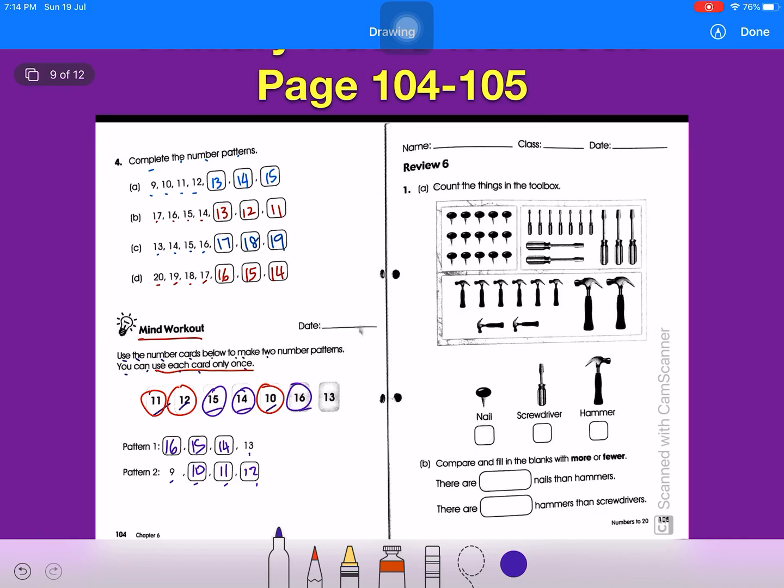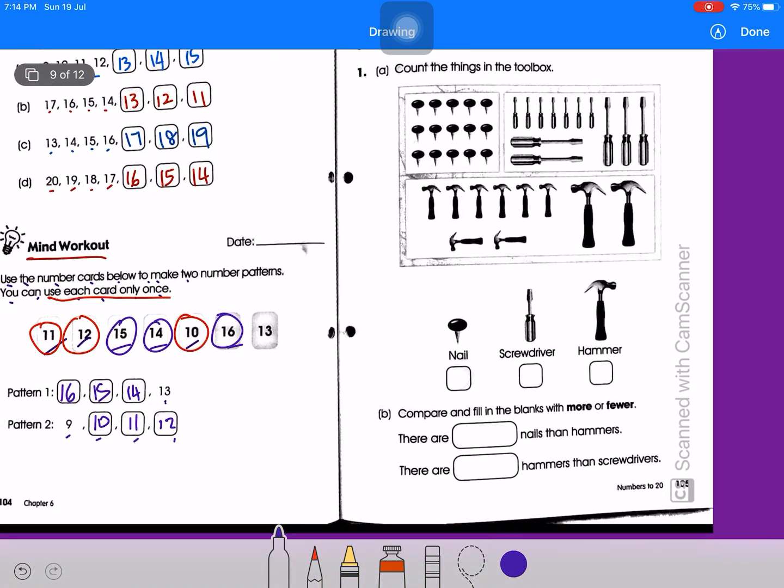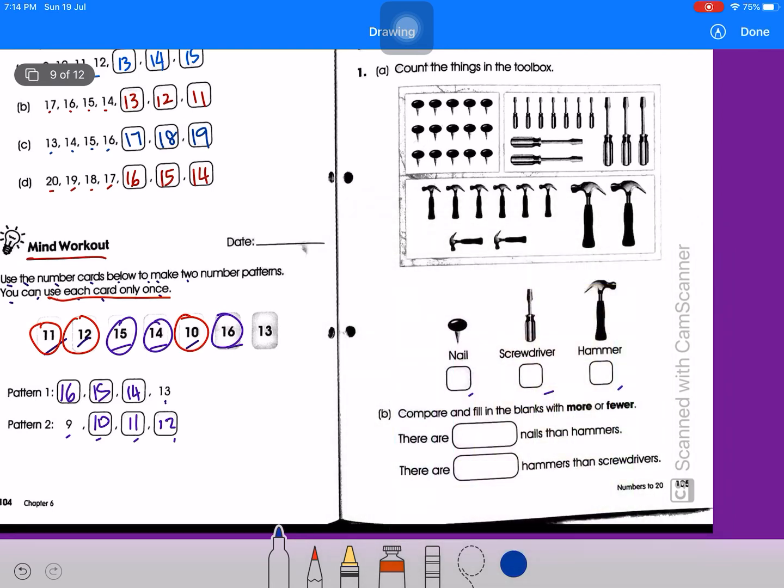Okay, so let's move on to page 105. So write down your name, class, and today's date. If you already wrote last week's date, no need to change this one. Count the things in the toolbox. So you need to count the quantity: nail, screwdriver and hammer. There are how many in the toolbox first? Fill in the blank. The nail first.